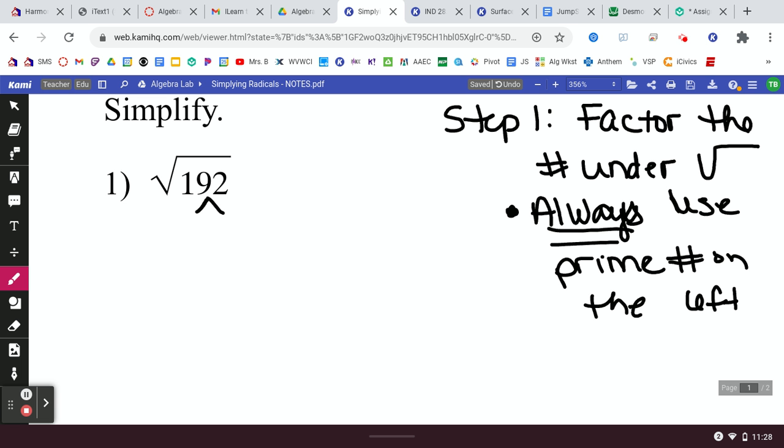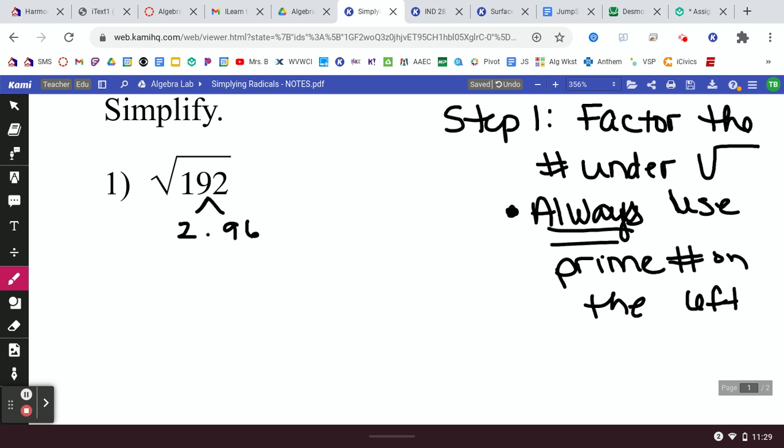So what does that mean? That means I'm going to break 192 down. And because it's even, what's the lowest prime number I can start with? A 2. So I want to know what number times 2 gives me 192. The way you do it in your calculators, you just punch in 192 divided by 2 equals, and you get 96. So on the left side, I used a 2 because it's prime. On the right side, I get whatever is left when I divide it.